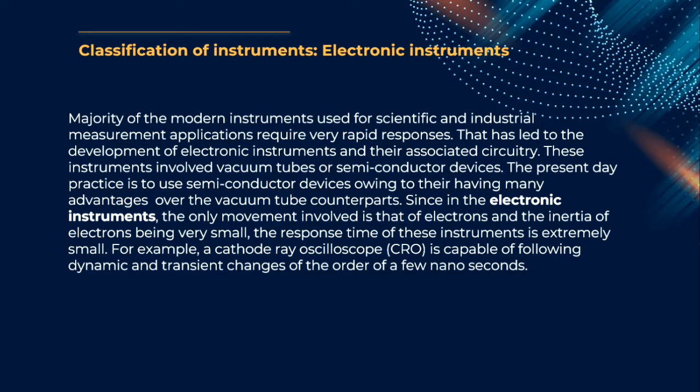Since in the electronic instruments the only movement involved is that of the electrons, and the inertia of electrons being very small, the response time of this instrument is extremely small. For example, a cathode ray oscilloscope or CRO is capable of following dynamic and transient changes of the order of a few nanoseconds.